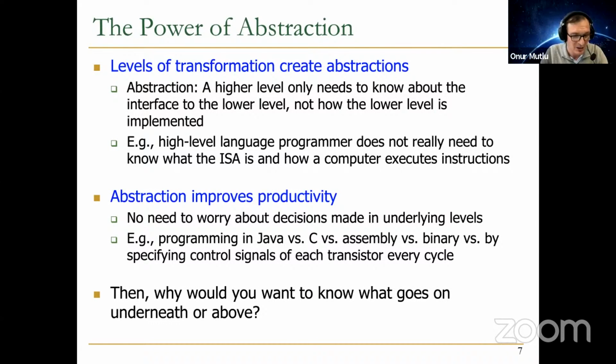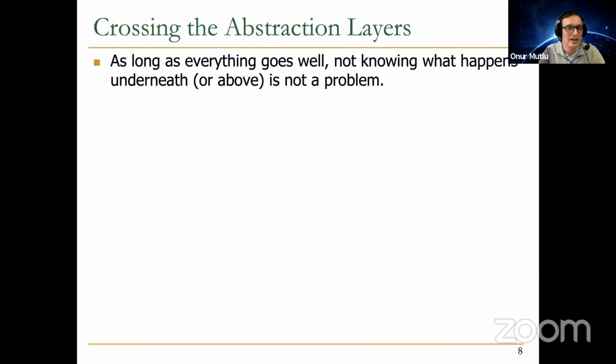Then, of course, the question is, why would you ever want to know what goes on underneath or above? Of course, given that this is a computer science and engineering course aside, because if you claim that you're a computer scientist or engineer, in my opinion, you should really know how a computer works. Other than that fact, why would you want to know? Well, this brings us to crossing the abstraction layers. I think as long as everything goes well, actually not knowing what happens underneath is not a problem in general, I think.